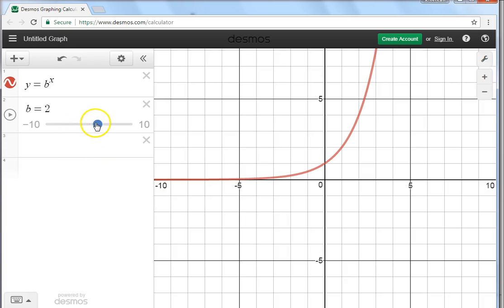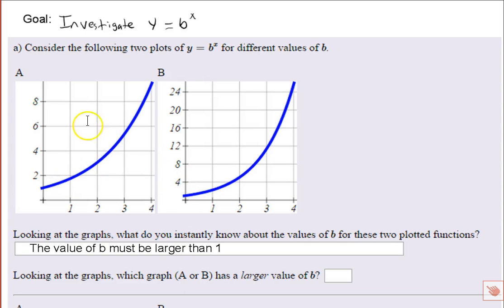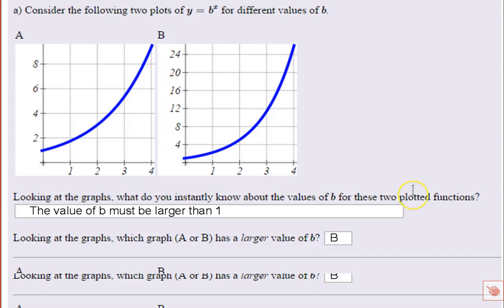Because notice if I go back to this, if I could pick larger values of b, the graph just grows faster. It has a very similar shape, but it gets tall, it goes up faster. So if I go back and look at this, in the same x values, 0 through 4, this graph made it to maybe around 10, and this graph made it past 24. So B is the one that has a larger value of b.